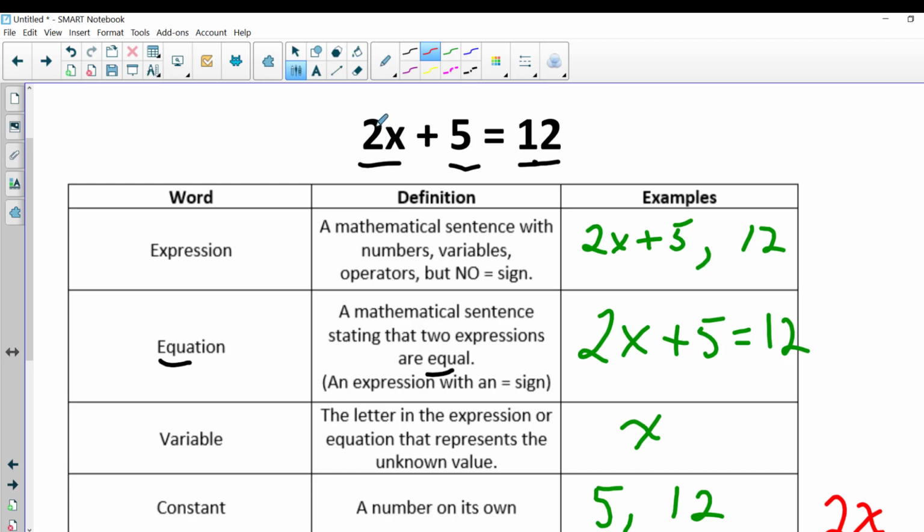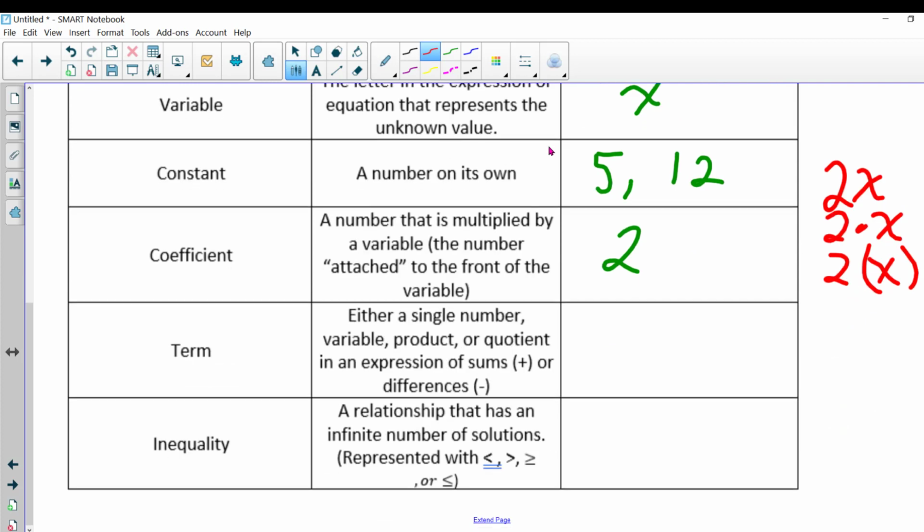It's separate. So notice it's not 2 and x. It's not 2 separate terms. This is one term. This 5 is another term. And 12 is another term. So we're going to write each of those down. So we have 2x is one term, comma, and 5 is the other term, and 12 is another term. So this equation would have 3 terms.